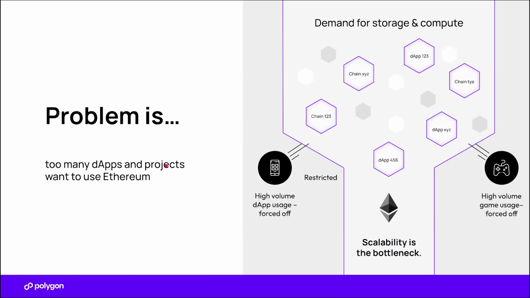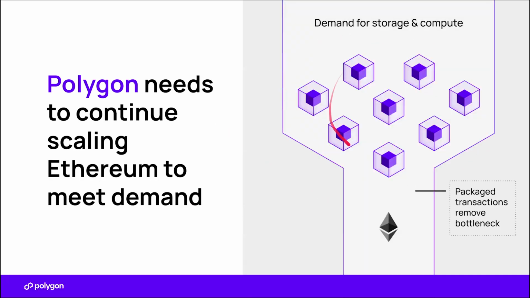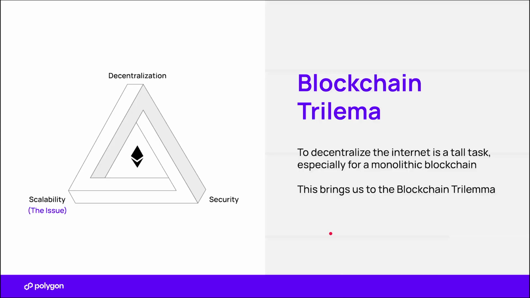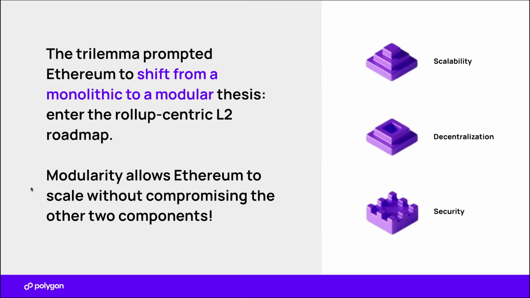So what I said before, Ethereum has a bottleneck, and that's why we need layer 2s. And basically Polygon aggregates transactions, packages them, and uses Ethereum just as the settlement network. Regarding the blockchain trilemma, Ethereum is very decentralized, very secure, but it doesn't scale well, and that's why Ethereum decided to shift from a monolithic roadmap to a modular thesis. Basically the modularity is what makes them create rollups. Rollups and L2s are exactly the same thing.